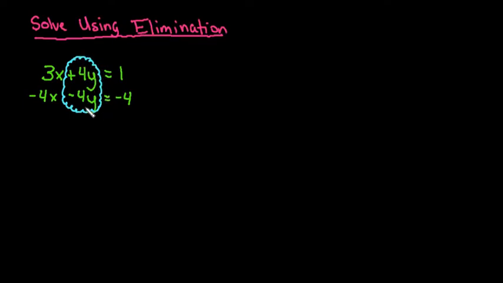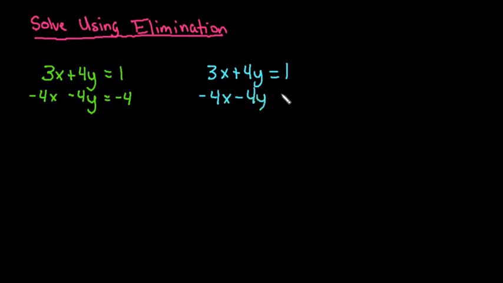So if you can see right here, if I were to add these together, positive 4y and negative 4y cancel each other out. So I'm going to leave the original equations the way they were and just rewrite everything. You don't have to do this step, but that way you can see what I'm doing. Because these are already opposites of each other, I'm just going to add these two equations together.